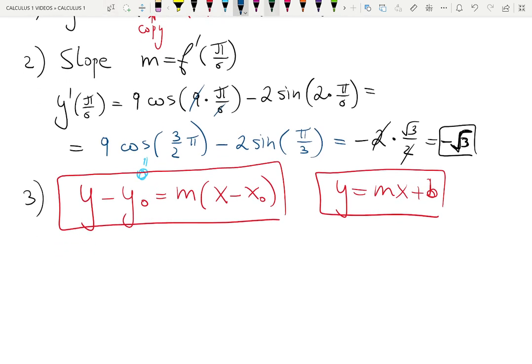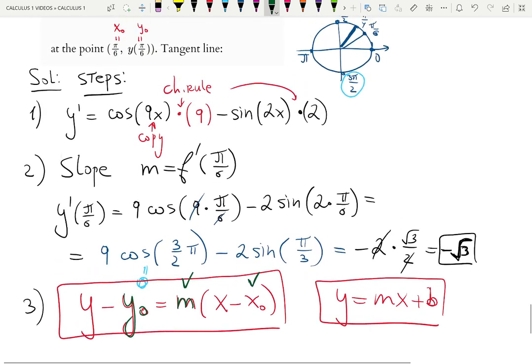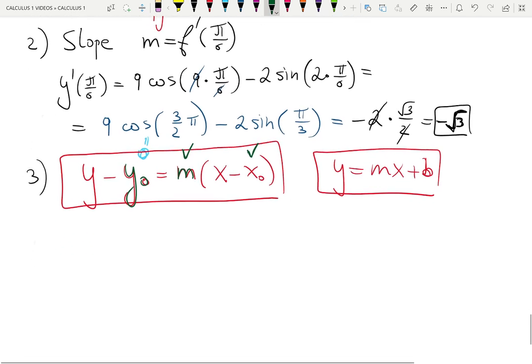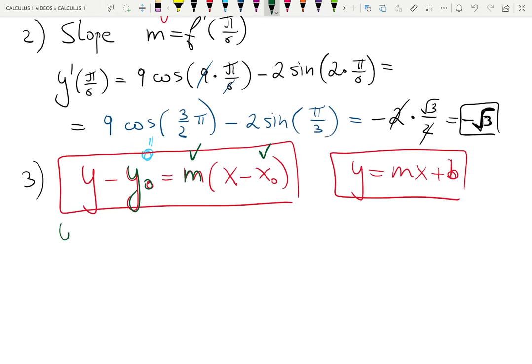Let's see what we have at this point. X sub 0 was given as pi over 6. We found slope m. The only unknown left is y sub 0, but sometimes it is given by the book or problem. Unfortunately, it's not. We need to find y of pi over 6. That's the extra step we need to do. Y sub 0 will be the original function at x sub 0.